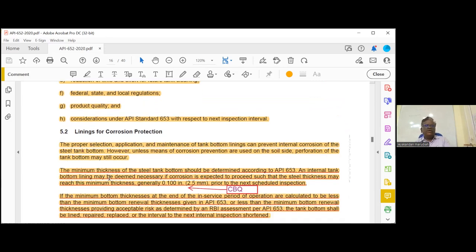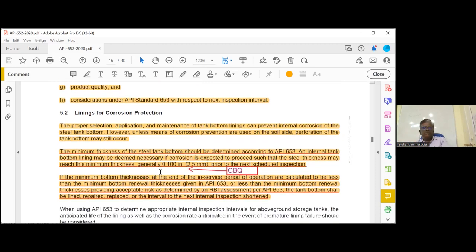Now, 5.2 Linings for Corrosion Protection, second paragraph. The minimum thickness of the steel tank bottom should be determined according to 653. An internal tank bottom lining may be deemed necessary if corrosion is expected to proceed such that steel thickness may reach a minimum, generally 0.1 inch, prior to the next inspection. That is the minimum remaining thickness. If it is going to be less than 0.1 inch, you have to consider the lining. That is what is closed book.